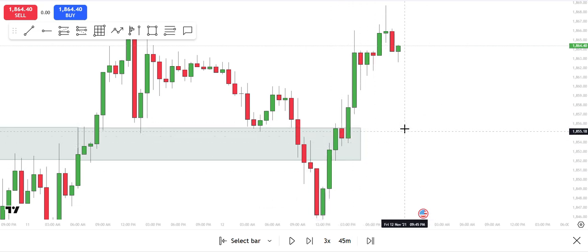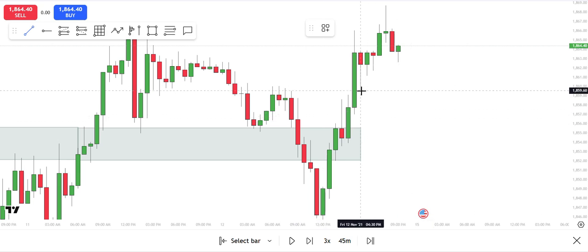And so we see that price went here, and then we had an inducement here. So that was the first inducement that we had. That's an inducement.